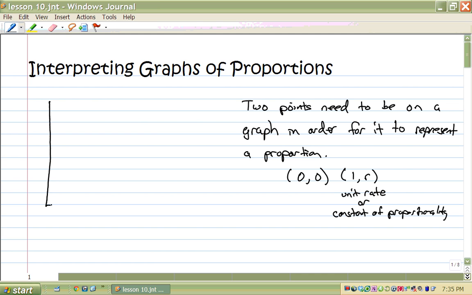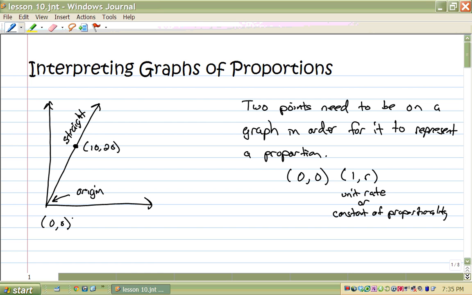You go like this. And then I'm going to have a line that goes like this. And I'm going to have a point on this line. Let's say this point is 10, 20. Okay? Now, when you look at this graph, automatically you could tell that it's a proportion because the line is straight and it goes through the origin right here. Remember, the origin is 0, 0. So that answers this part right here.